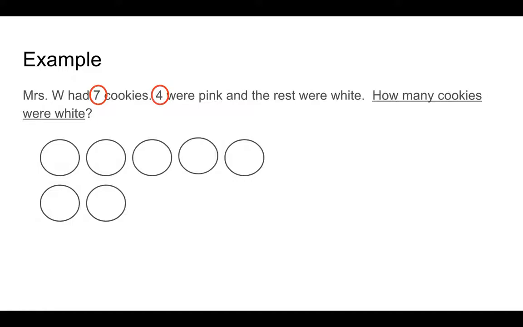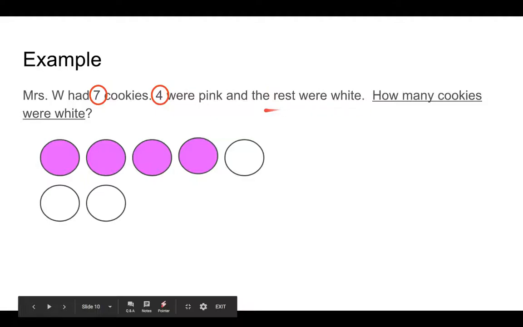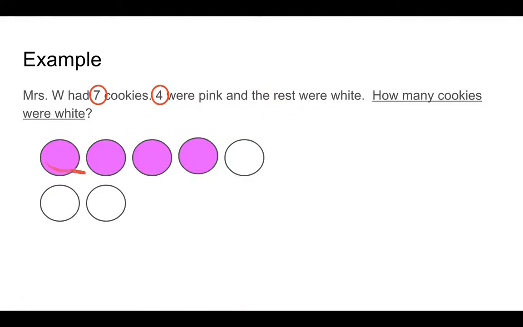The other piece of information that we know is that 4 were pink. So let's make 4 of them pink. 1, 2, 3, 4. Since that's the information we have, we know that right here it says the rest were white. So if 4 of them were pink, 4 of the 7 cookies were pink right here, that means the rest of them were white. And we can see here in our picture that 3 of them were white.